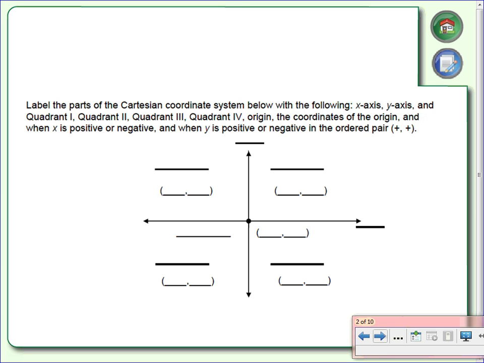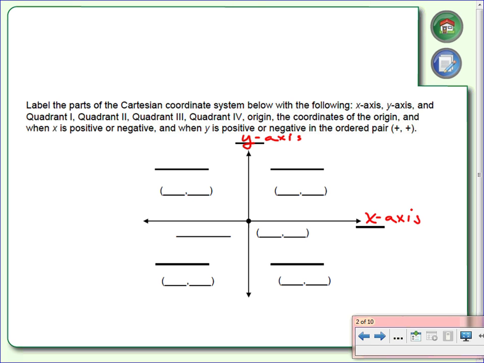First of all, we're going to label the parts of a Cartesian coordinate system. All right, and this is what our Cartesian coordinate system is. It's made up of some of the following things. It has an x-axis and a y-axis. So the first thing I want to do is go ahead and label where the x-axis and the y-axis are. The x-axis is the axis that runs horizontally. That's this one right here. This is called the x-axis. And the y-axis is the one that goes up and down, vertical. So that would be this one over here.